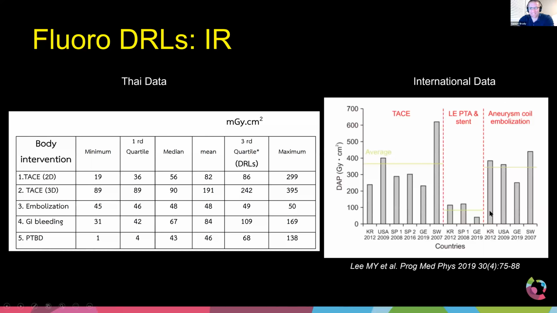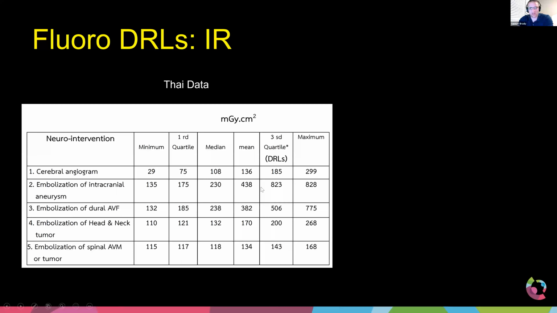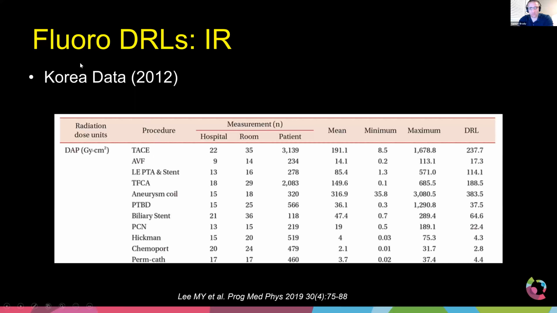So anyway, here's just a couple, aneurysms. This is, in my summary, I'll explain a little bit more about this, but you guys say embolization, they talk about aneurysm coil embolization. It's difficult to know exactly what everything is. Let me actually come back. I'm going to show you data from a variety of different countries, and the procedures that they chose to use to calculate DRLs, you're going to see is different from country to country, which is fine.